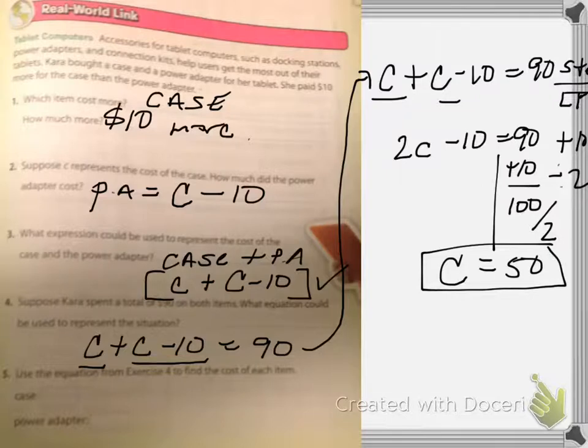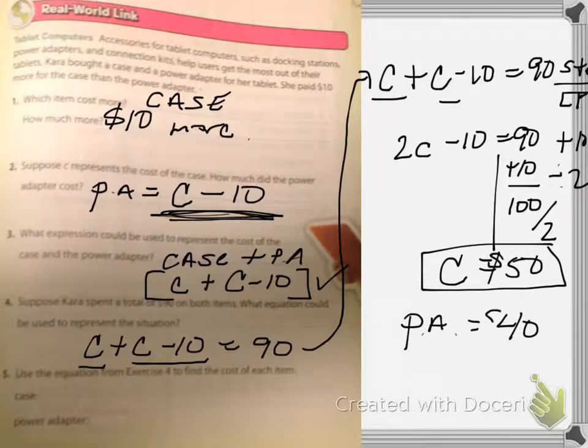And since the case is $10 more than the power adapter, or we know that the power adapter is C minus 10, then the power adapter has to be equal to $40 because 50 minus 10 is 40. So there's your two prices of your case and your power adapter. So case is 50 and power adapter is 40. And 50 plus 40 equals 90.